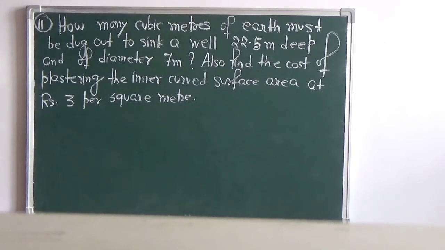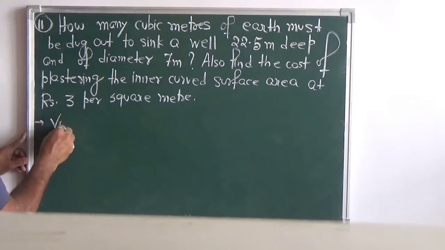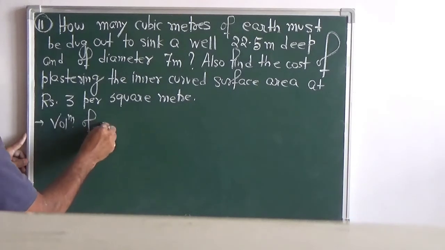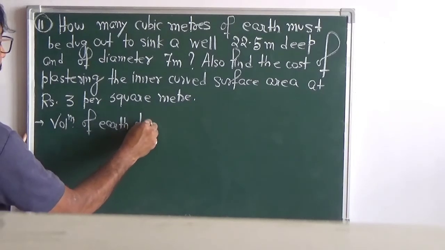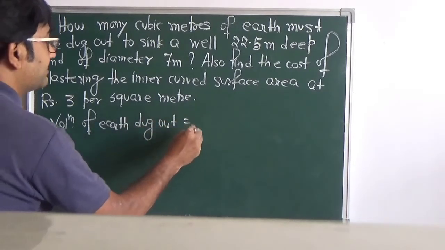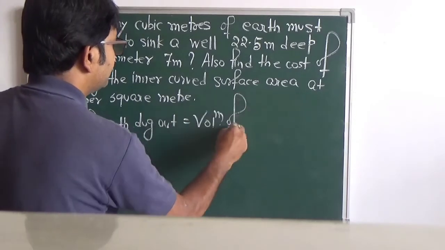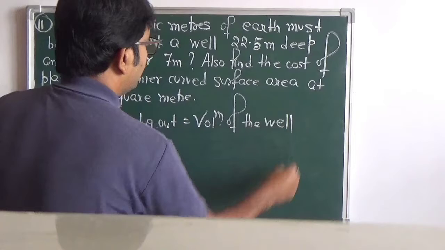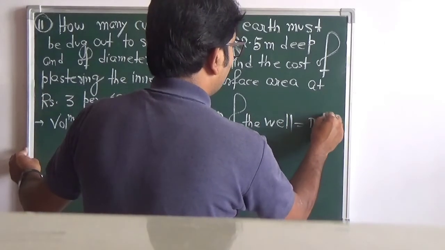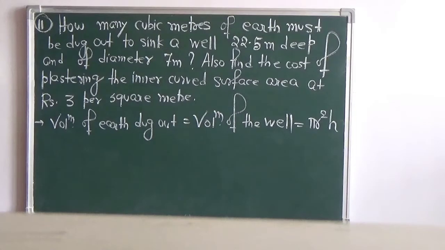So now let us read the question once again. How many cubic meters of earth must be dug out to sink a well 22.5 meter deep and of diameter 7 meters? Now if you read the question carefully, you will find out the volume of the earth that is dug out is equal to the volume of the well. So you can write volume of earth dug out is equal to the volume of the well, right? And that is equal to pi r square h. That is actually a cylinder.